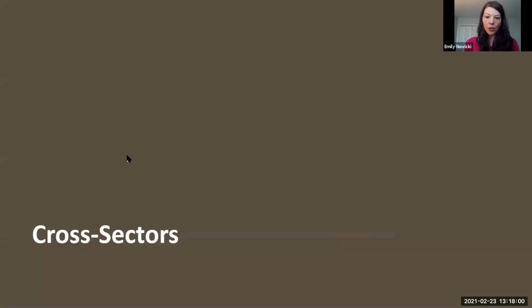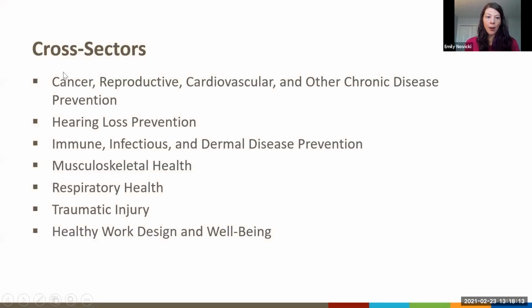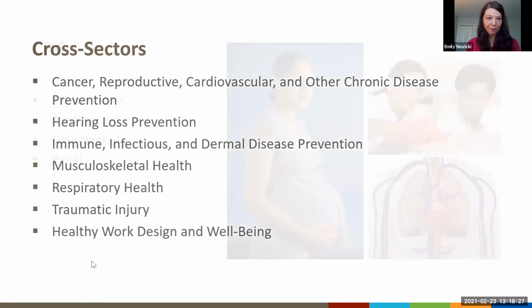Okay, so let's move on to the cross sector. So there are 7 cross sectors. This is like a quick overview of the 7 cross sectors, and we're going to go through them one by one. And these are a little trickier. So we'll take it step by step.